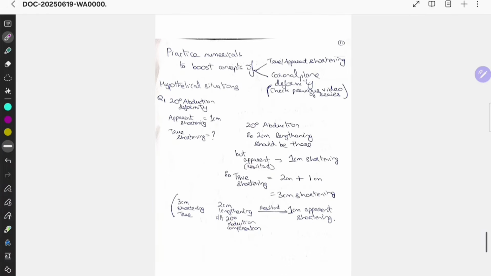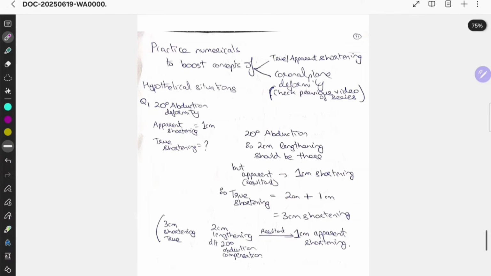Now, the last part, the most interesting part: we are going to practice to boost the concepts of true and apparent shortening and coronal plane deformity. As I said, we have discussed coronal plane deformity in detail in the previous video of the hip practical series. We are going to discuss some hypothetical situations which would require a bit of logic, a bit of reasoning, a bit of knowledge about hip examination, and a bit of mathematics. So without further ado, let us begin with our first question.